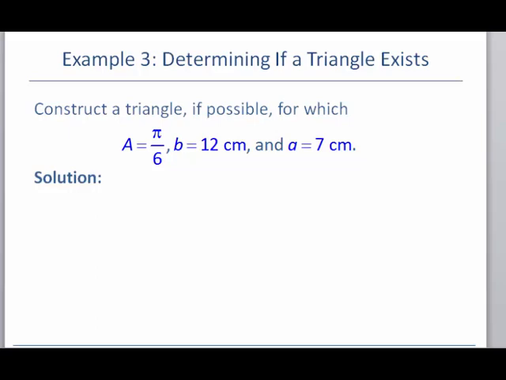So we're going to begin with this example, which asks us to construct a triangle, if possible, for which angle A is pi over 6, or 30 degrees, side B is 12 centimeters, and side A is 7 centimeters.